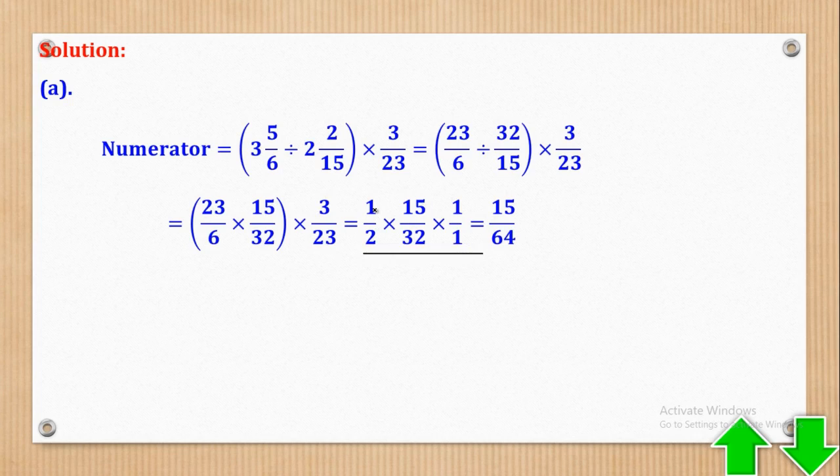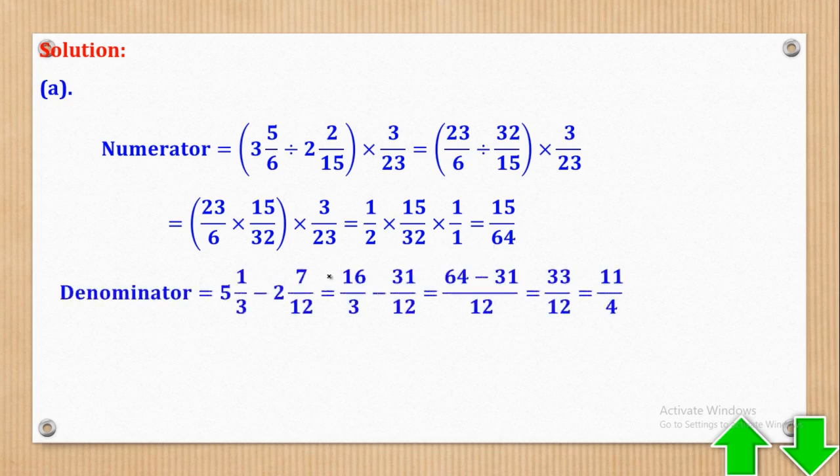Now that means that 1 times 15 times 1 will give me 15. Then for the denominator, 2 times 32 times 1 will give me 64. So that was the numerator. Now we shall go to the denominator.